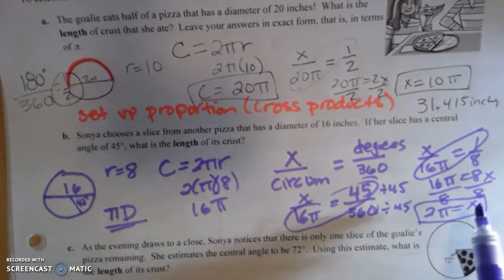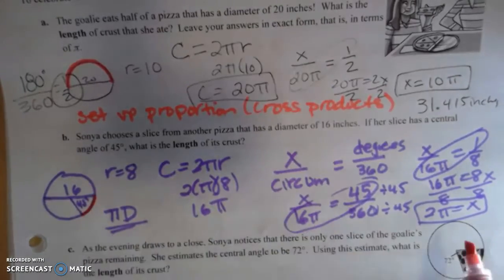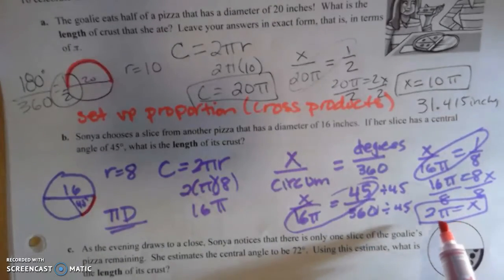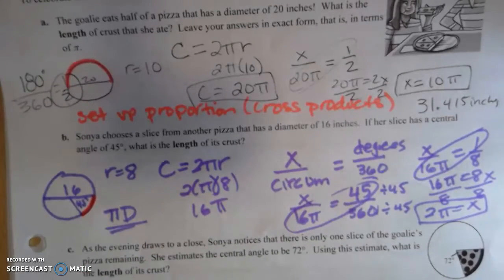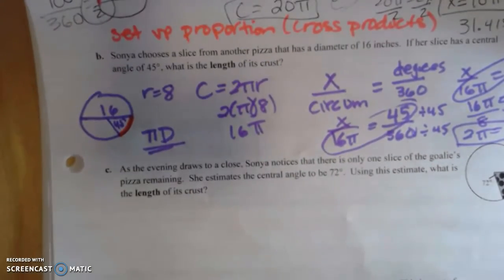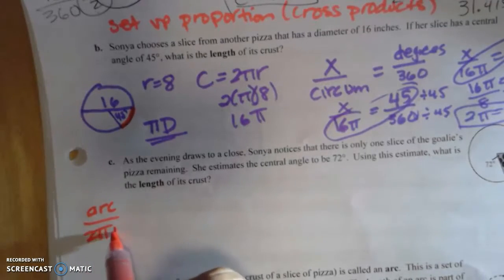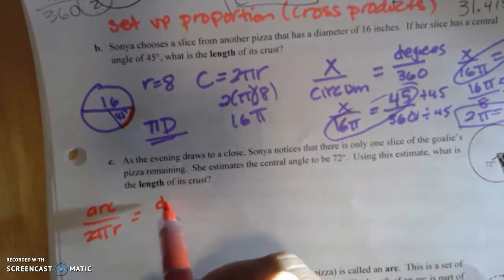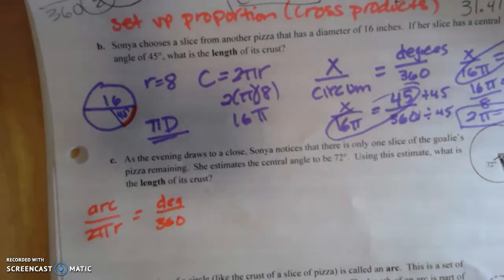So Sonia had her little length of crust, which was 2 pi, or 2 times 3.14, a little bit over 6 inches. 6 inches of crust. Okay? So what is our formula we're going to be using? Usually it's going to be the arc over 2 pi r equals the degrees over 360. And that's just how you're going to set it up.